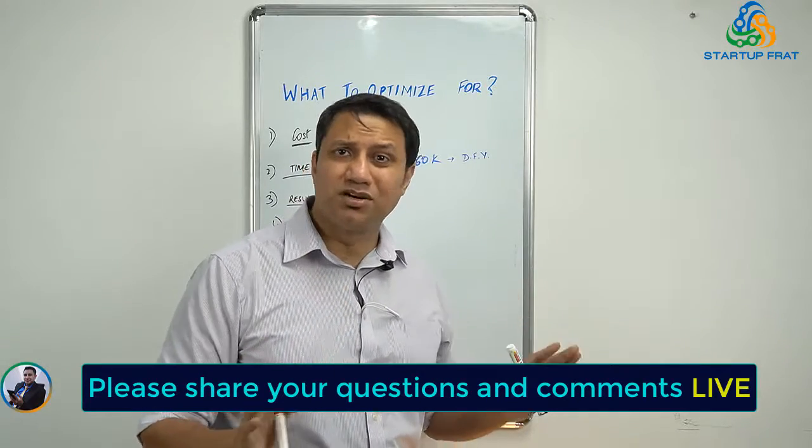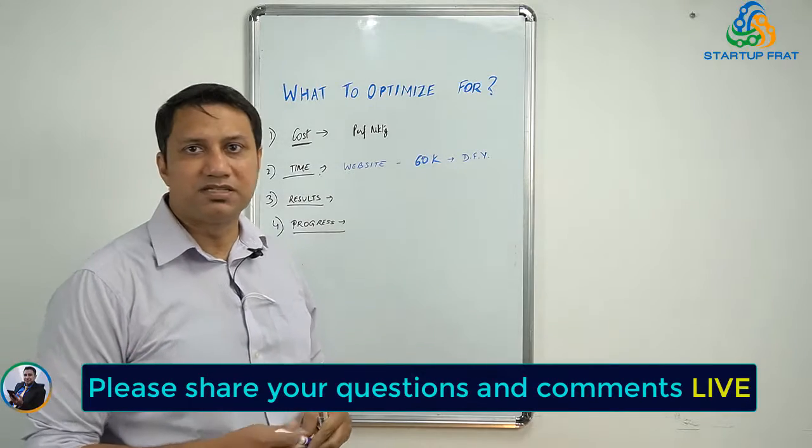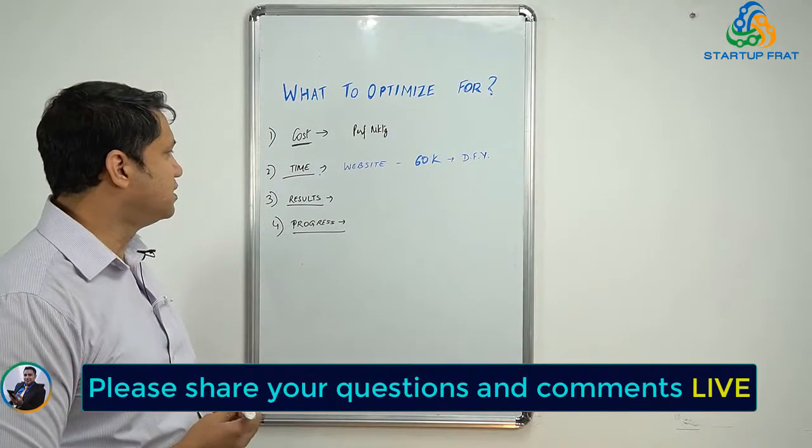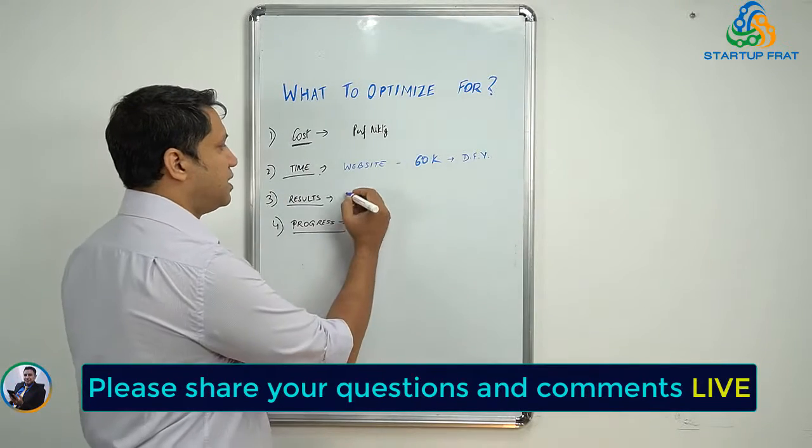Always pay somebody to do it, man. If you want to optimize for time, always pay somebody to do it. Second, if you want to optimize for result, always buy the result.